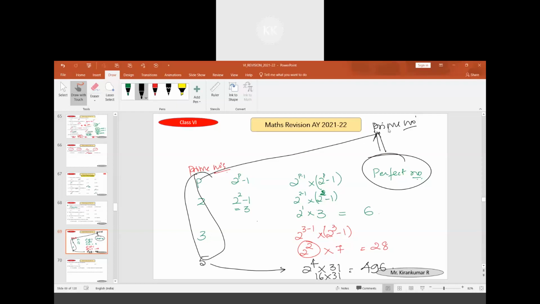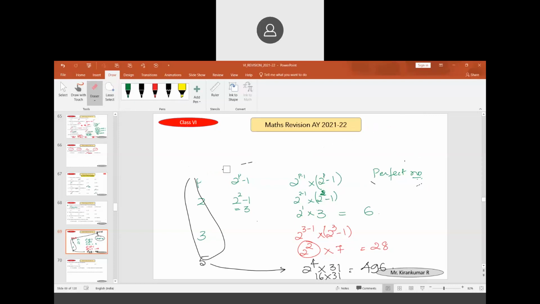Sir, I have another doubt. Yes, what is the doubt? Sir, now we can find the perfect number by using the formula. But how can we identify the perfect number? There is no method known till now.